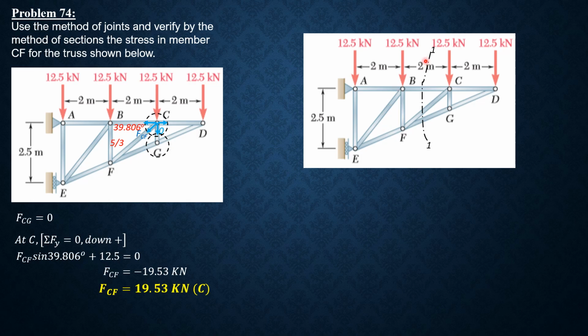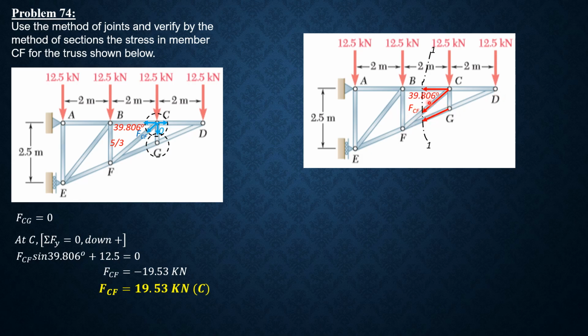So this is the section 1-1, and we consider all forces to the right of section 1-1, and these are the cut members. So two members BC and GF rather, or FG, meet at D. So if we sum up moment about D, considering all forces to the right of this section, then only FCF and 12.5 kilonewtons will be involved, because the moment of 12.5 kilonewtons acting at D is 0.